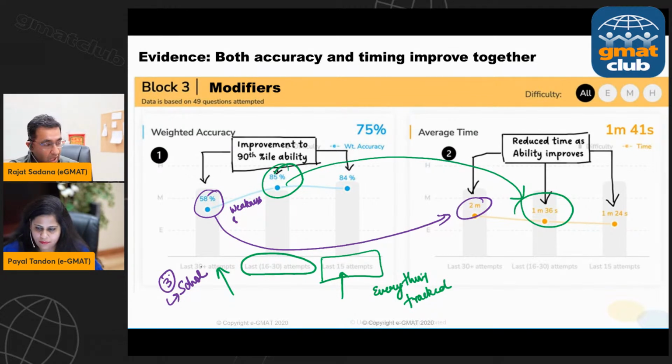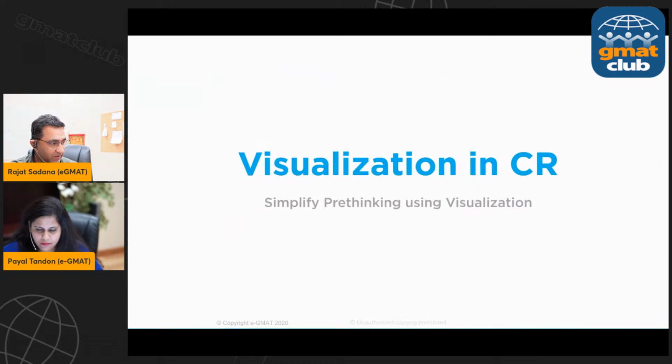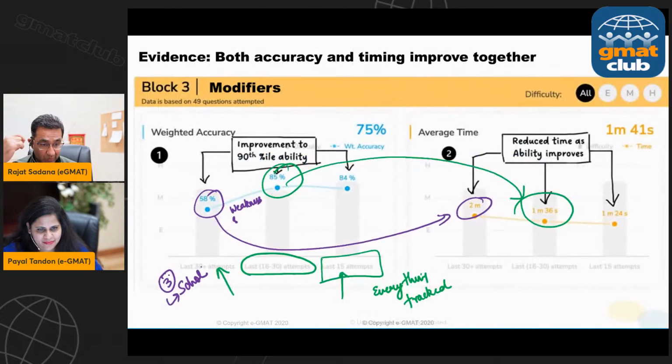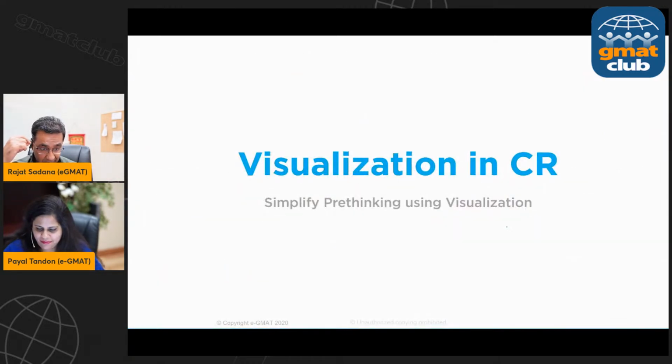Okay. All right, I think this is where we will end. We do have another CR session, and if you can share the link, this is a session this weekend. If you guys want to see how visualization works in CR, you can join. You can register for that session and join there.